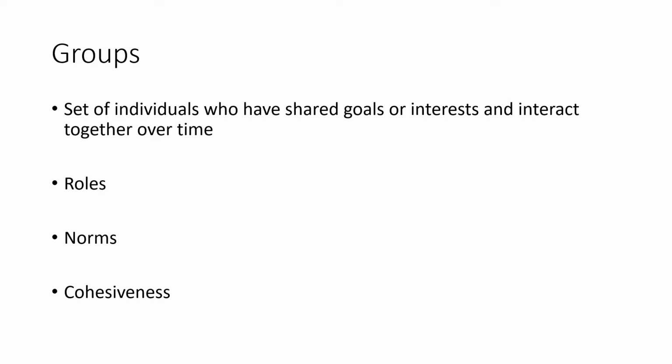Groups are a set of individuals who share goals or interests and interact together over time. Groups have roles, norms, and cohesiveness. Roles are a person's expected role within the group, such as, well, he's the joker of the group, he's the funny one. Norms are the rules of conduct for members that they are expected to follow, and cohesiveness brings group members closer together.